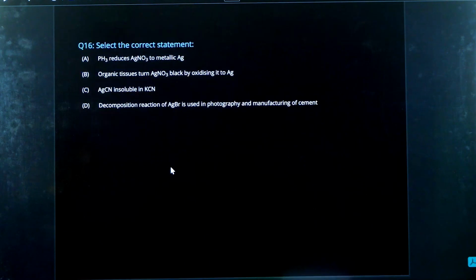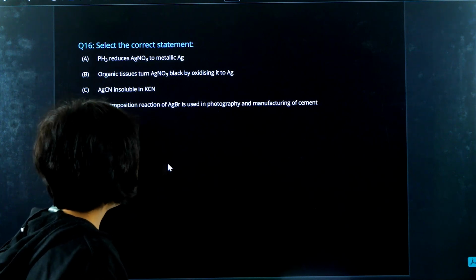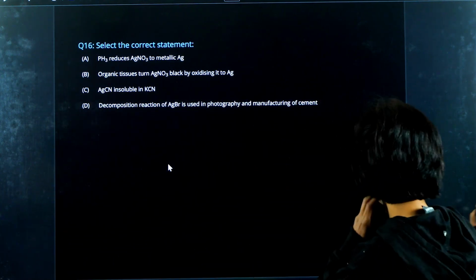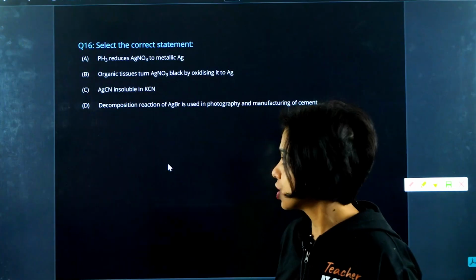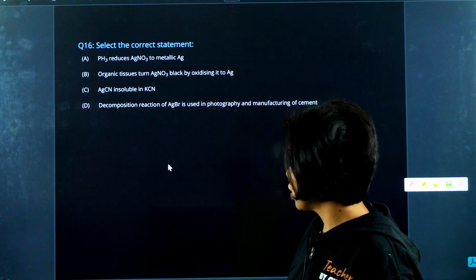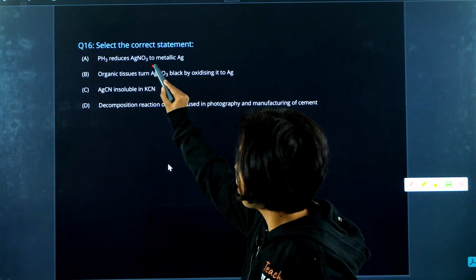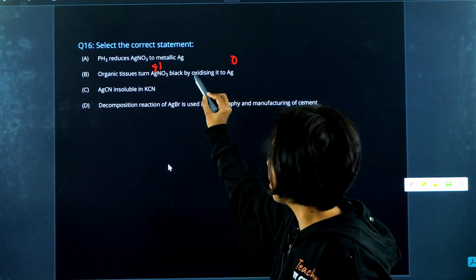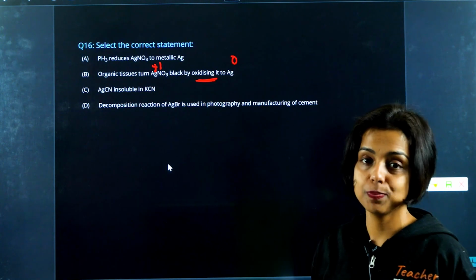Now the next statement, select the correct statement. PH3 reduces AgNO3 to metallic Ag. Yes, indeed, this is the right statement. It reduces your AgNO3 to Ag, reducing agent. Next: organic tissue turns AgNO3 black by oxidizing it to Ag. So in AgNO3, the oxidation state of Ag is +1 and here it is 0. So it is not oxidation, it is reduction, by reducing it to Ag, +1 to 0.